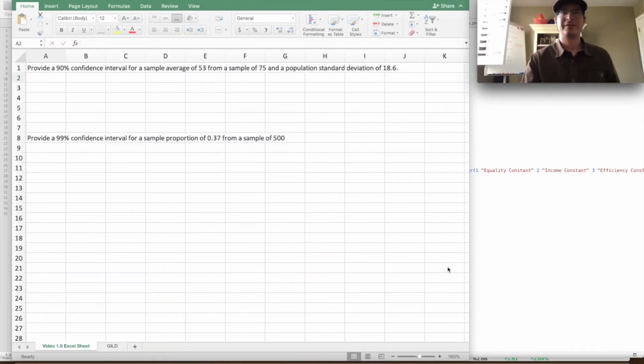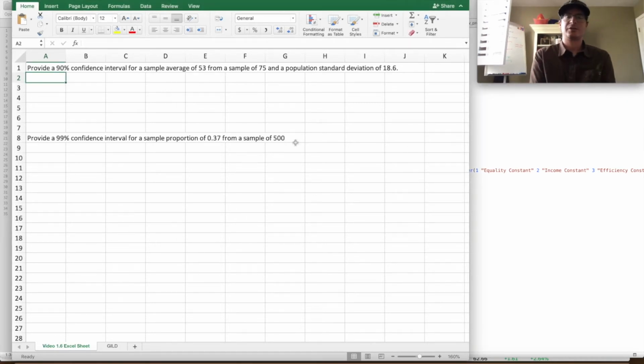All right, nice to see you guys again. So now I'm going to show you a couple confidence interval calculations in Excel, which is your go-to. This is how we would do confidence intervals in the real world. And these should be somewhat similar to some of your homework problems.